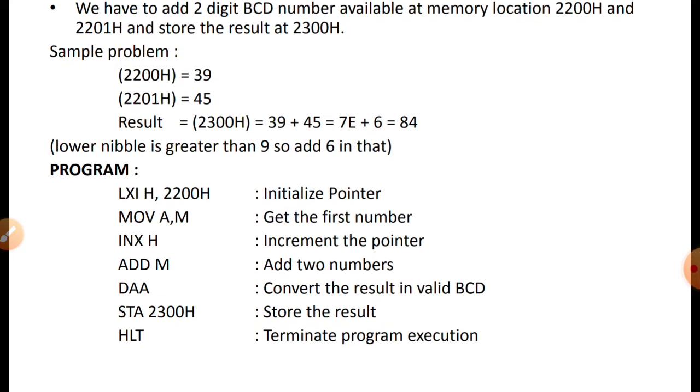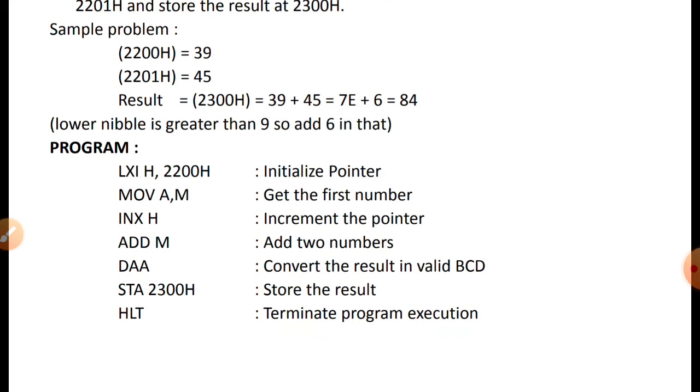So I have taken an example in which 2200 has the first BCD number, that is 39, 2201 has the BCD number 45, and the result which has to be stored is 84 at 2300. Whenever we add 39 and 45, the result will be 7E, because when we add 9 and 5, it is equal to 14, and 14 in hexadecimal form is E, and when 3 and 4 are added, it will be 7. So for the lower 4 bits, when 9 is added with 5, the result becomes 14, which is more than decimal 9. So what do we have to do?